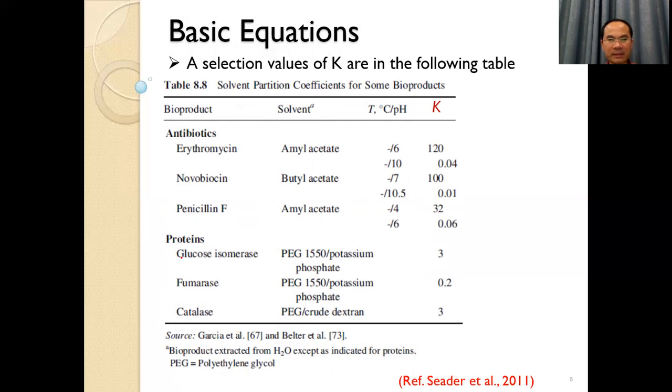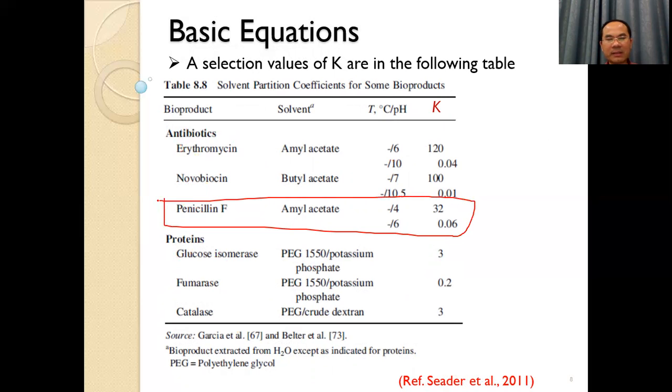And this is another example, like antibiotics and proteins. For this case, it also depends on temperature and pH. Like antibiotics, it's also pH. The K value is very high, for example, like penicillin F.